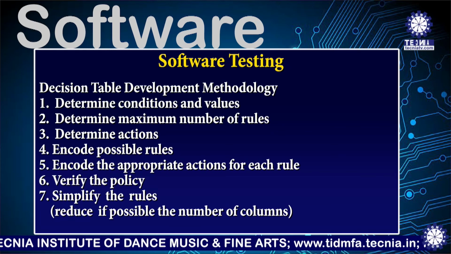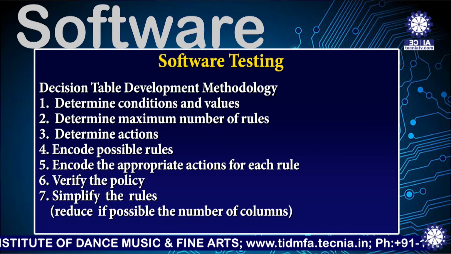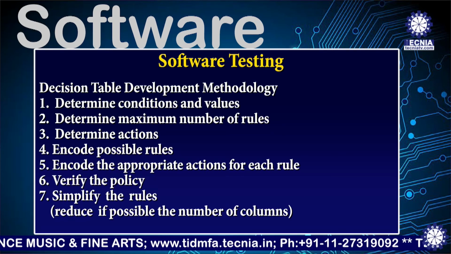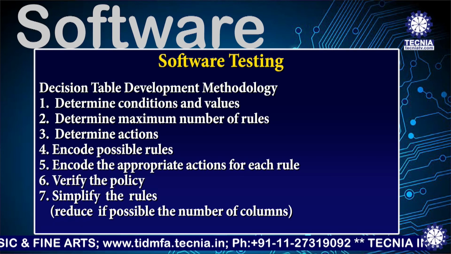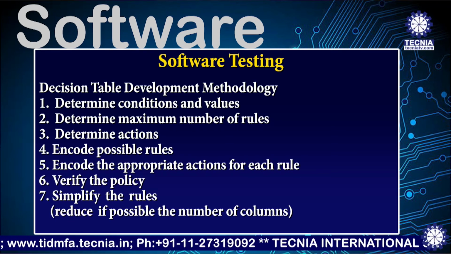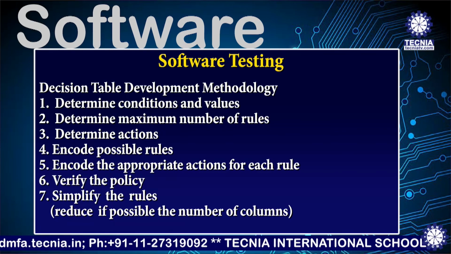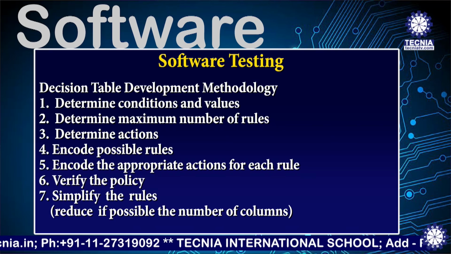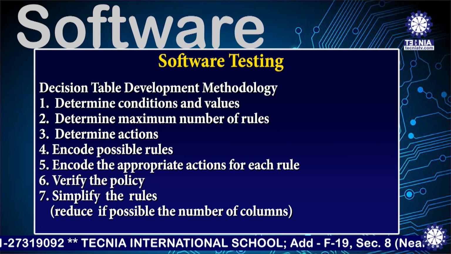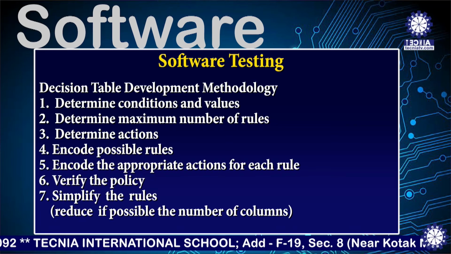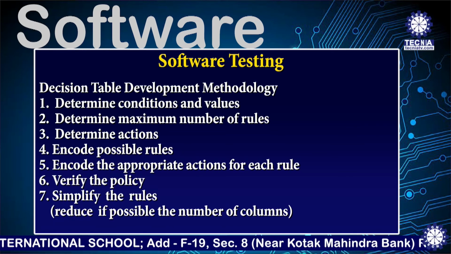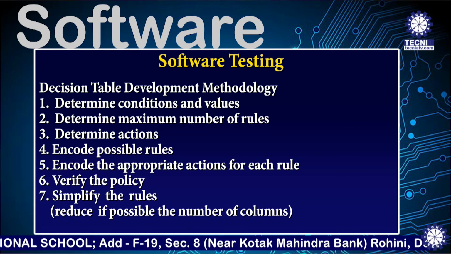Point number one is determine conditions and values. Every problem is associated with a condition, and that condition may have some values. If we talk in terms of Boolean, then values may be 0 or 1. If the value is 0, that means the condition is not satisfied. But if the value is 1, that means the condition is satisfied.